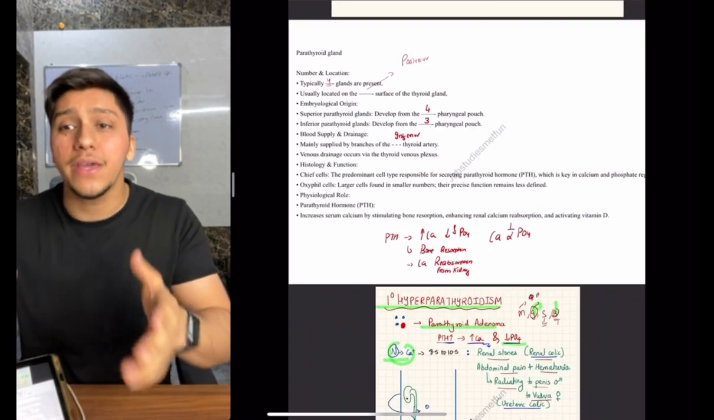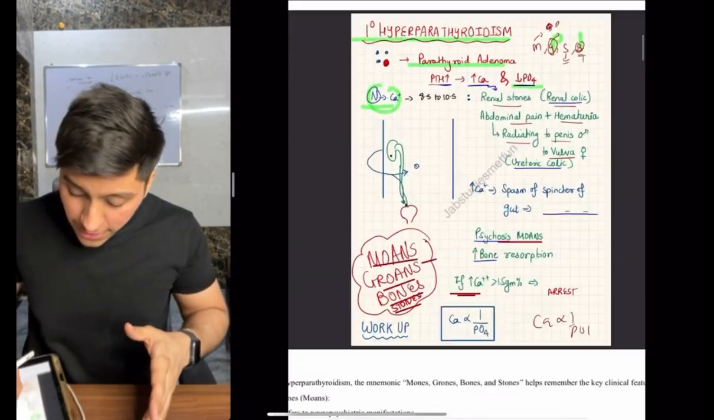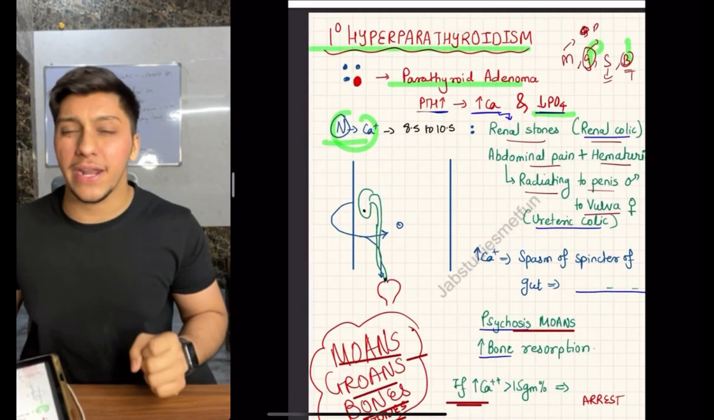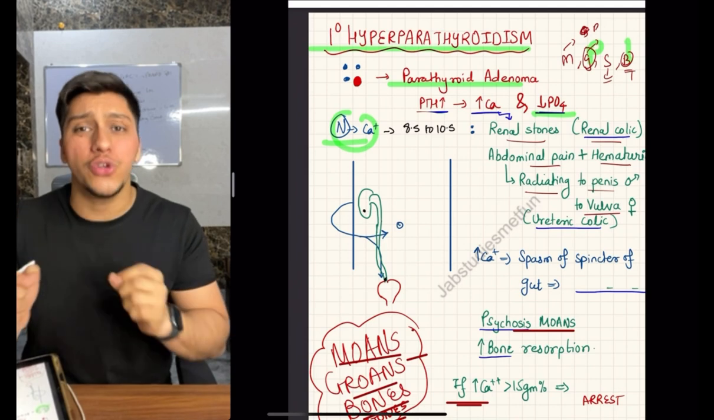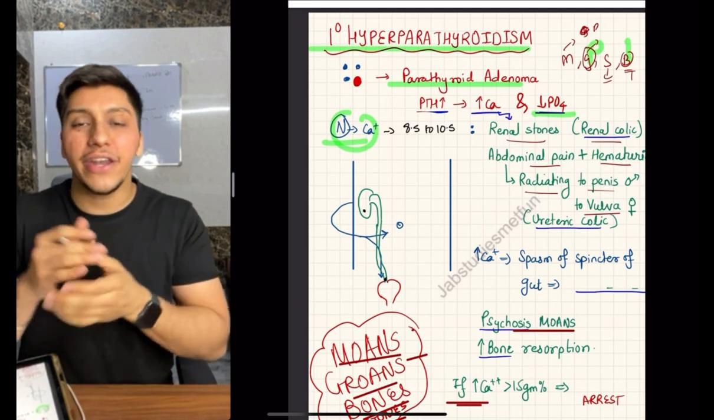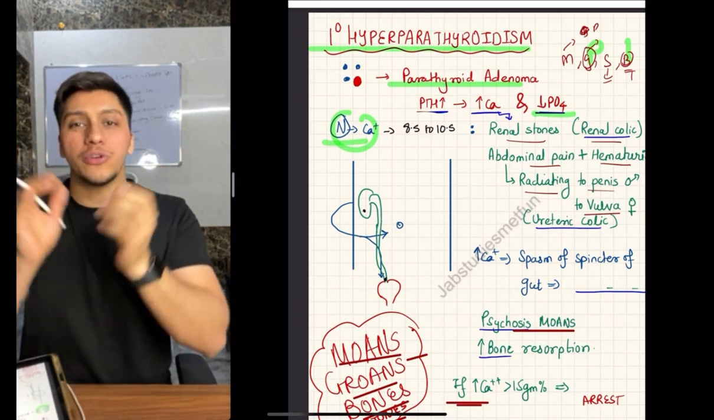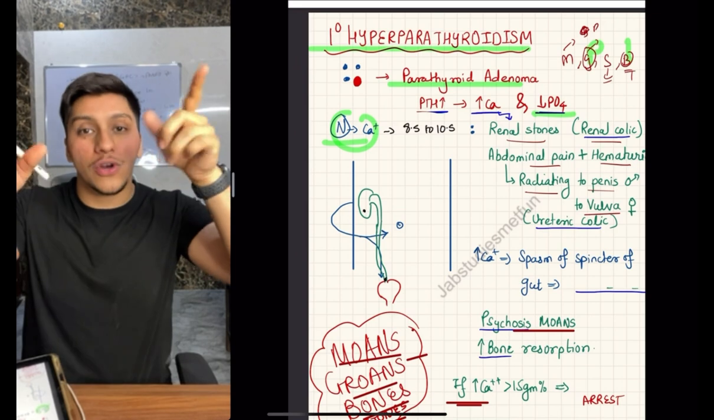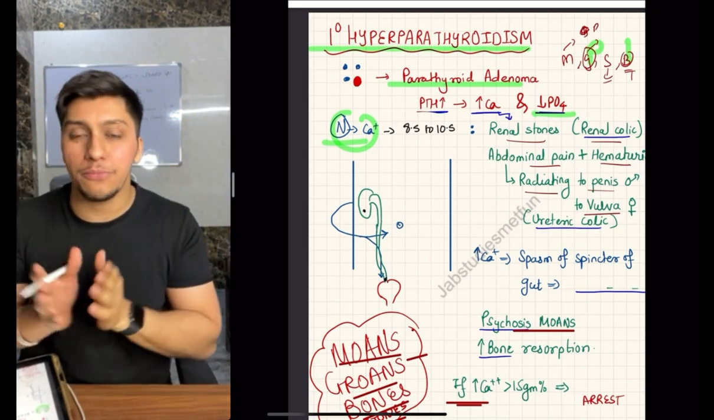We have covered the anatomy. Let us talk about the medicine part, that is primary hyperparathyroidism. With respect to primary hyperparathyroidism, the main cause is going to be a tumor, a parathyroid adenoma. If the parathyroid adenoma is more, the PTH level is going to be more. If the PTH level is more, calcium is going to be more and phosphate is going to be less, as per the inversely proportional rule.